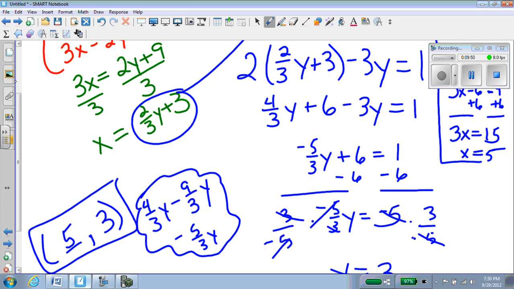Okay, so this is a technique that we call substitution. If you've done it before, this should bring it back. If you haven't done it before, be sure and talk to me in class tomorrow.